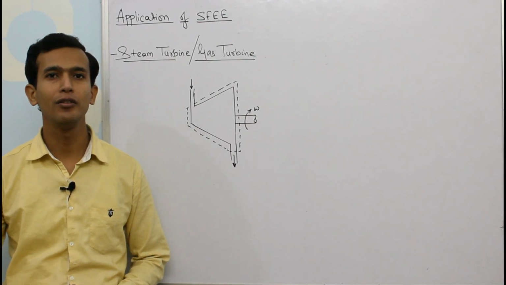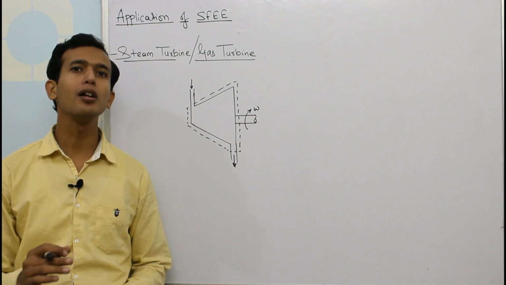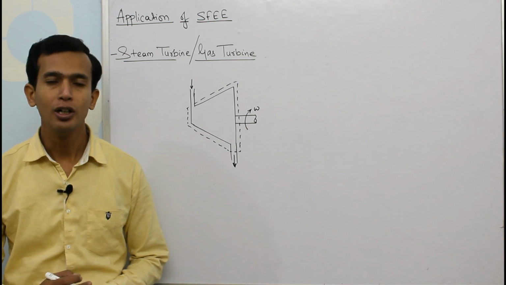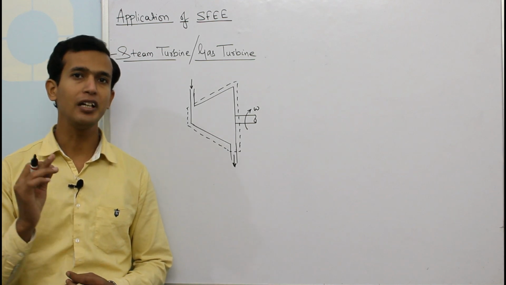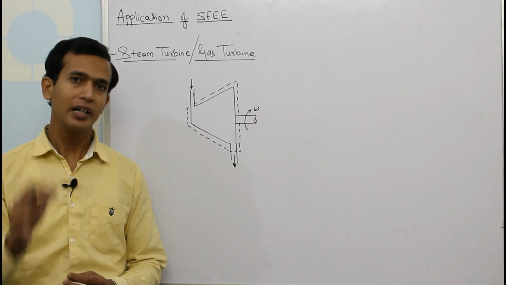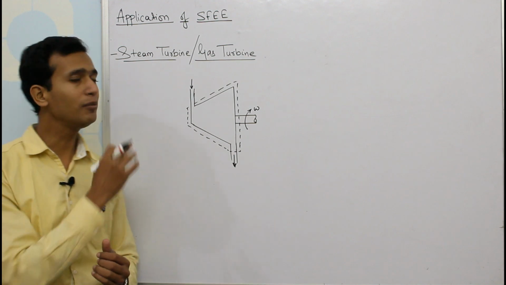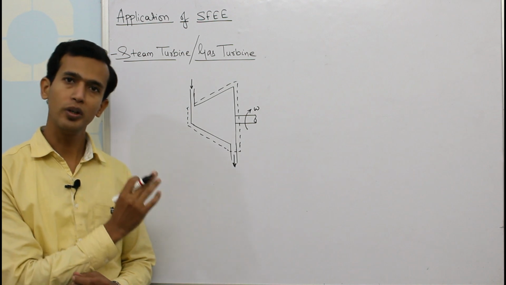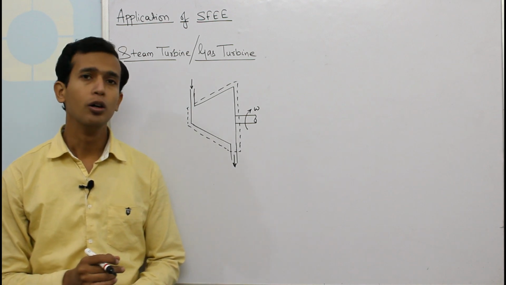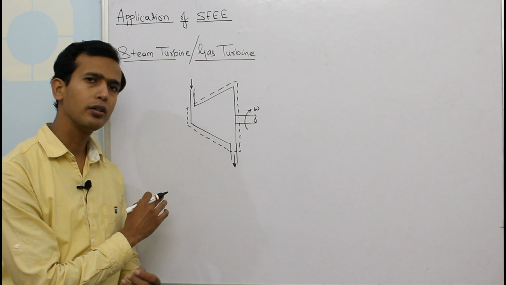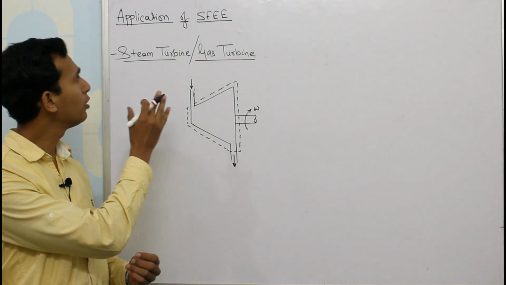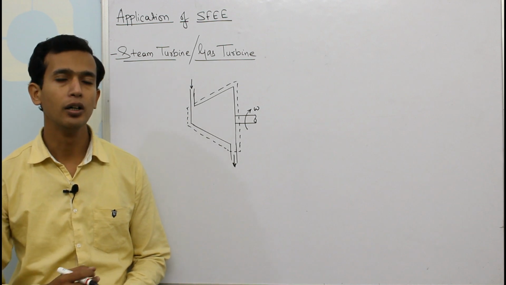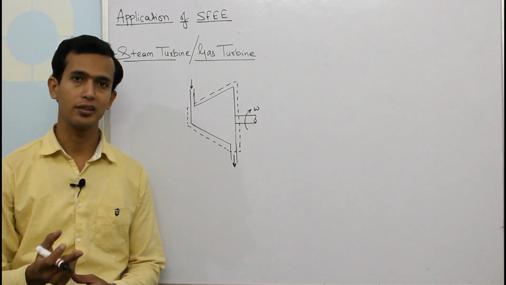In the previous video, we have discussed the general form of steady flow energy equation. Now, in today's video, we will apply that same steady flow energy equation to a particular device, which is a steam turbine or gas turbine. For both the cases, the equation remains same. Before going to the equation and deriving it particularly for steam turbine or gas turbine, let us try to understand what is a steam turbine or a gas turbine.